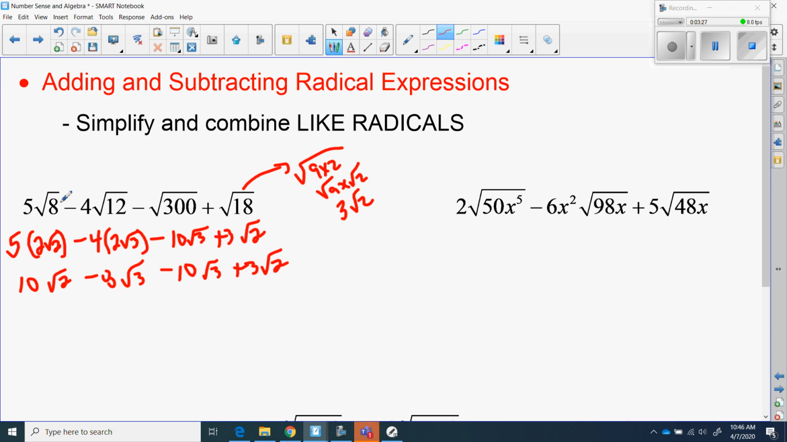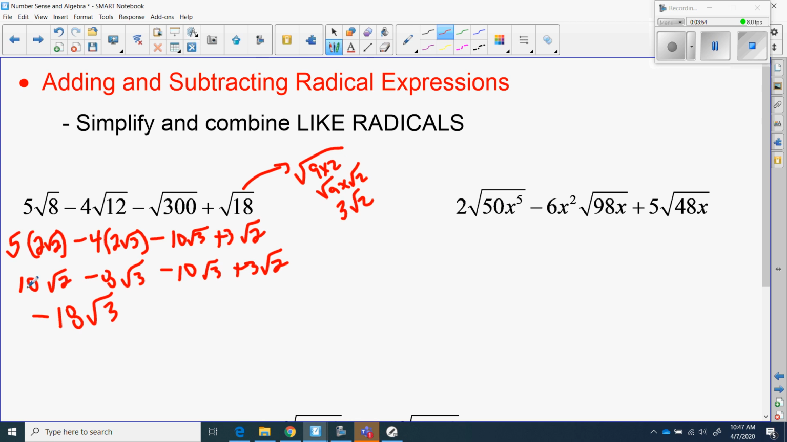So you'll notice we had no like radicals. Well, now we do have some like radicals. I have 10 radical 2 and 3 radical 2. They're both radical 2s. And I have 8 radical 3, or I guess negative 8 radical 3, and negative 10 radical 3. So they're like radicals. So I'm going to group the radical 3's together first. I've got negative 18 radical 3. So I just collect these like I would regular integers. Negative 8, take away 10, negative 18.